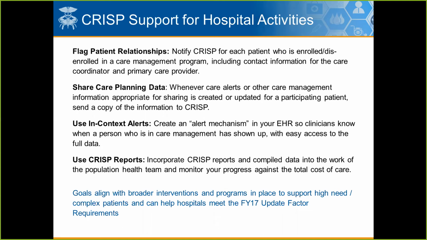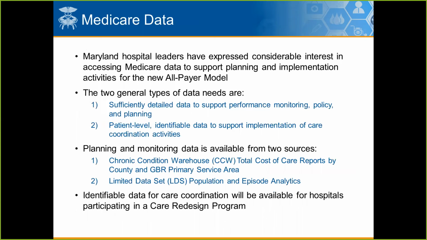So the next slide, I find it helpful to outline the types of Medicare data available because it does get confusing sometimes for all of us. So the hospitals, the Hospital Association, and the HSCRC all understand very clearly how essential data is to both plan and execute these new strategies. There are clearly two types of data that should be made available. Data that's sufficiently detailed so that you can do that planning and execute the implementation design work. And then of course, patient level data that helps the actual care coordination activities.